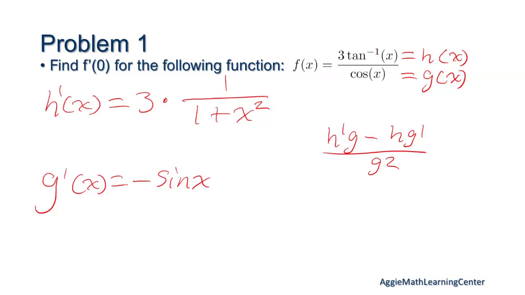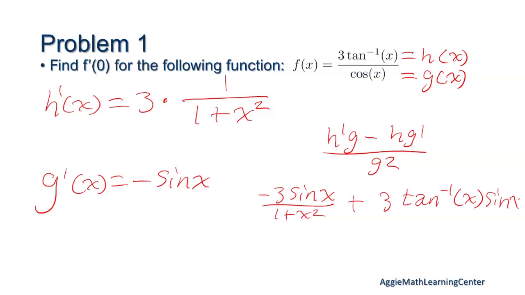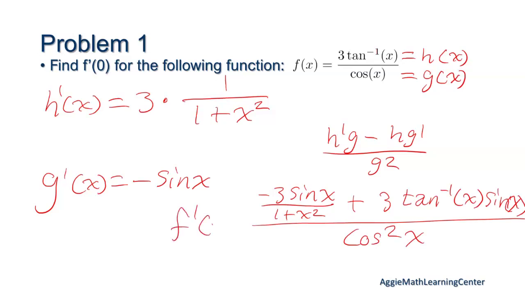So if we plug in our values, we're going to get minus 3 sine x divided by 1 plus x squared, minus 3 tangent inverse of x times minus sine x. So we can go ahead and change that sign right there. Sorry, I'm scrunching this up a little bit. And then on the bottom, we get our cosine squared x, just like that. So this is our derivative of the function here.